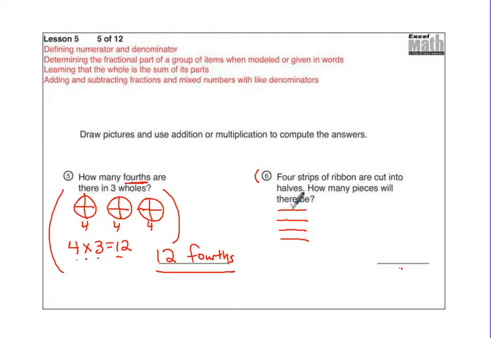4 strips of bacon cut into halves. There are 2, 4, 6, 8. So the answer is 8 pieces, because it says how many pieces. The other way that you could have done this is just written 2 times 4. 4 pieces of bacon, 2 pieces for each strip of bacon. 2 times 4 equals 8.